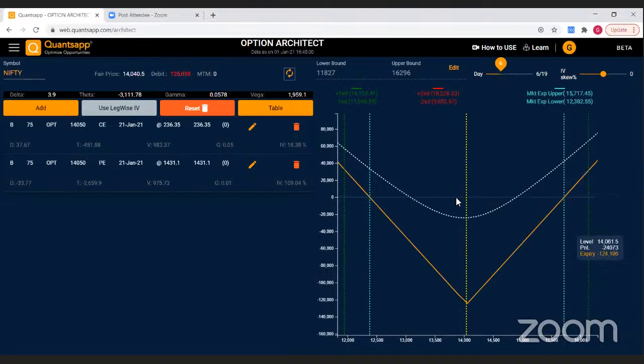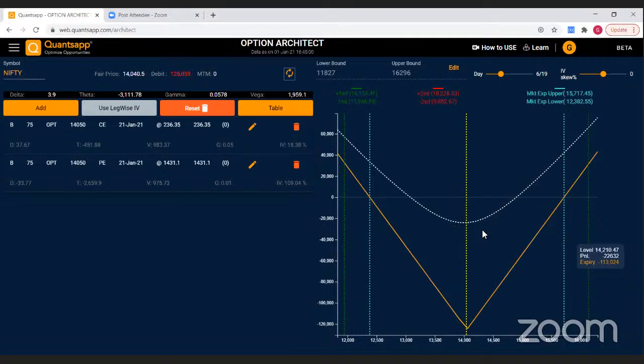If I'm holding that particular strategy for 6 more days, what is going to be my payoff? Now this white dotted line. If you have seen here, what I did is I increased by the 6 days that I'm holding this strategy for, and we have 19 days to expiry. I'm holding 6 more days.